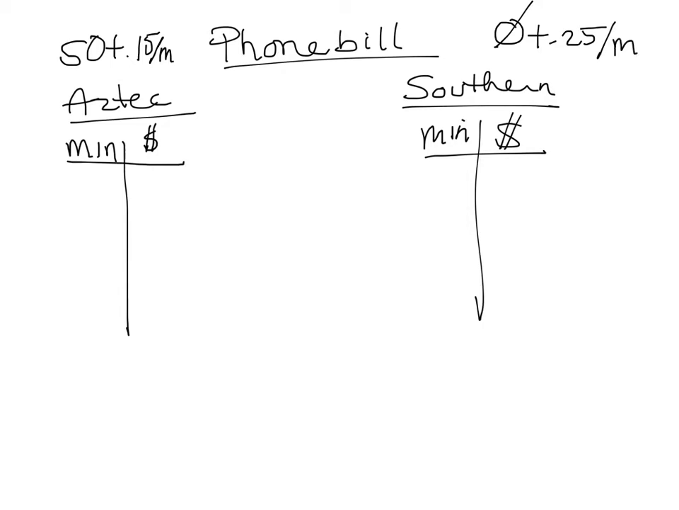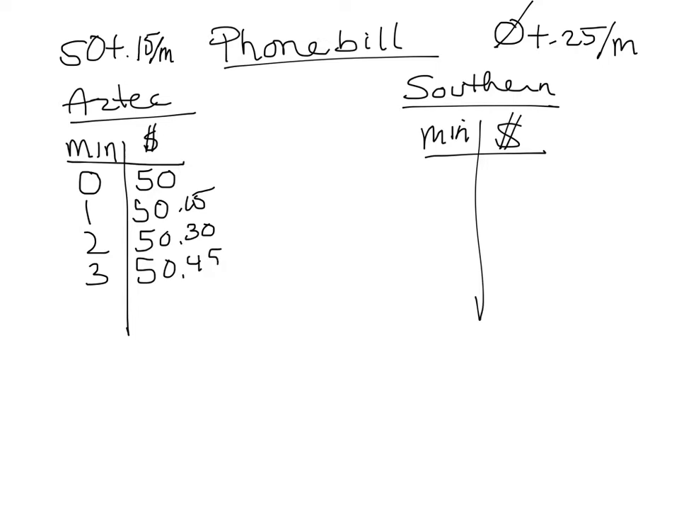So using our tables, if we talked 0 minutes for Aztec, it would cost me $50. If I talked 1 minute, it would cost me $50.15. 2 minutes, $50.30. 3 minutes, $50.45. And I mean, you could start at 10, 11, 12, whatever you want. This is the easiest that we have. So it's increasing by 15 cents. And if it's increasing by the same each time, we know that's linear.